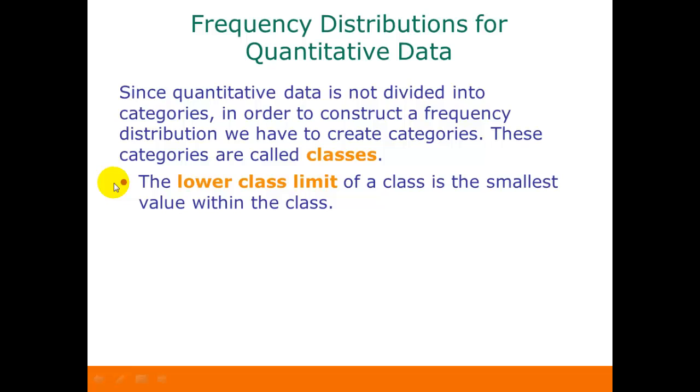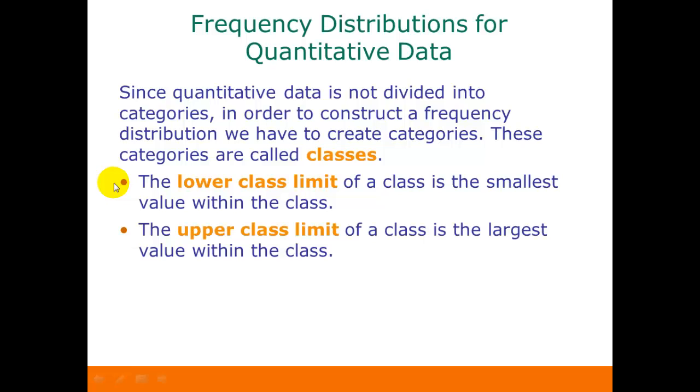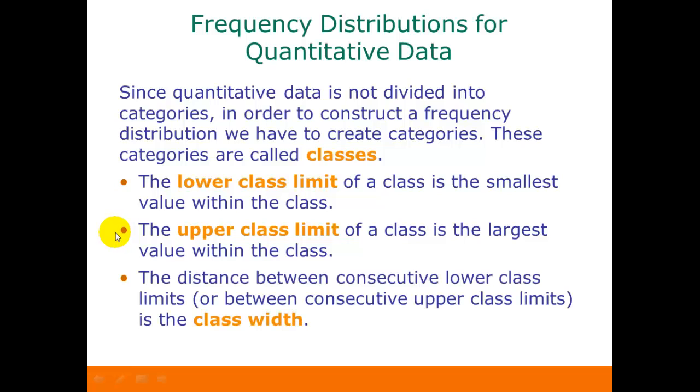The lower class limit of a class is the smallest value within the class, and the upper class limit is the largest value within the class. The distance between consecutive lower class limits or between consecutive upper class limits is called the class width.